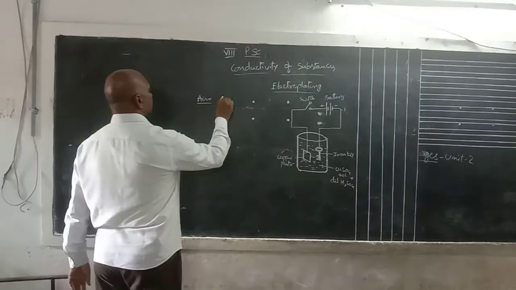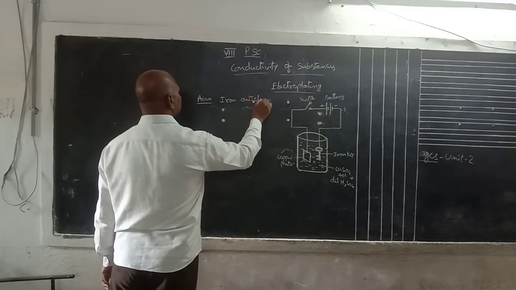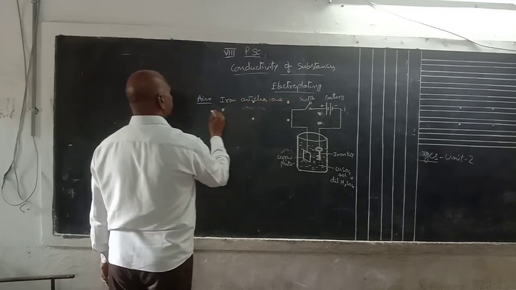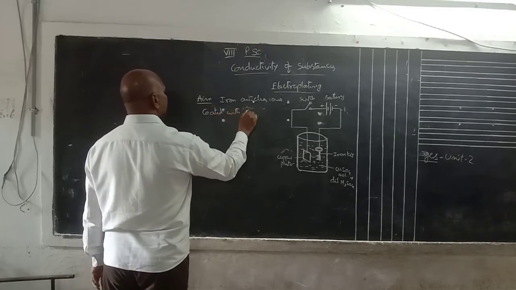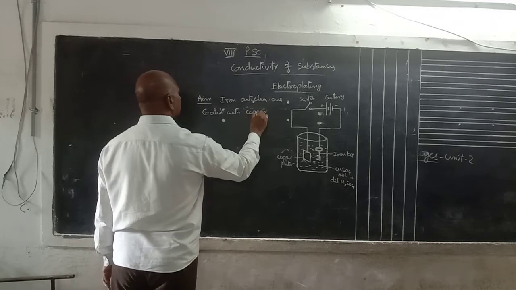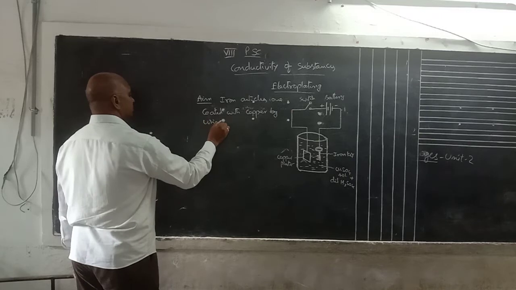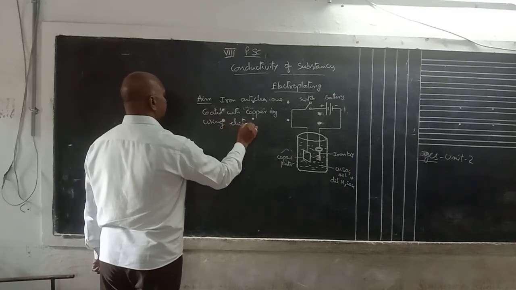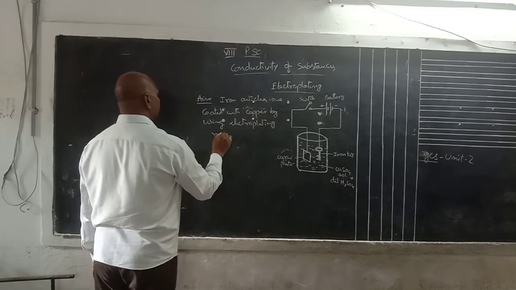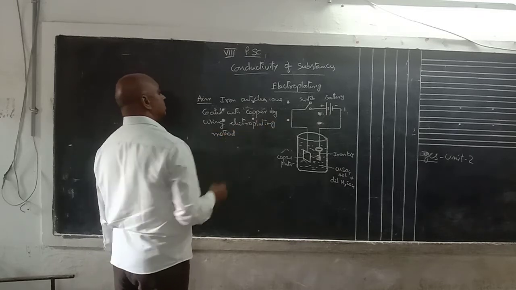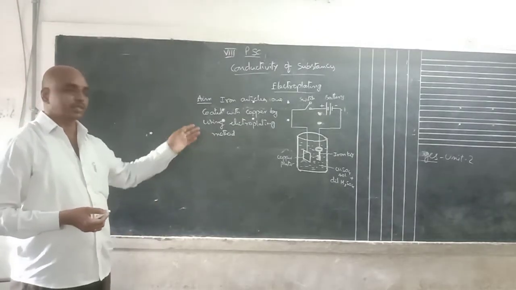That is the aim. Iron particles are coated with copper by using the electroplating method. That means iron particles are coated with copper by using the electroplating method.